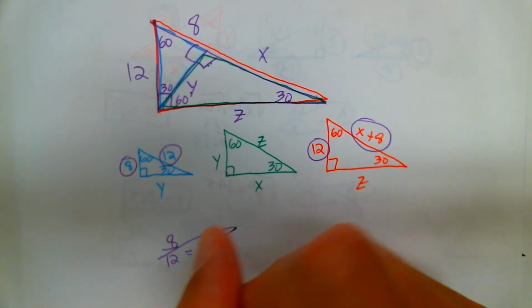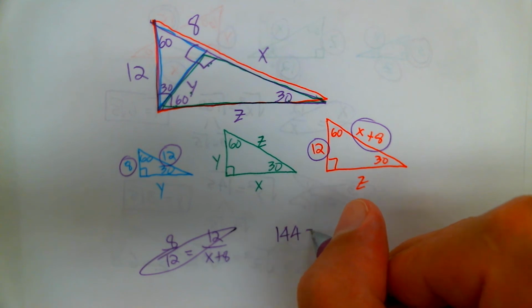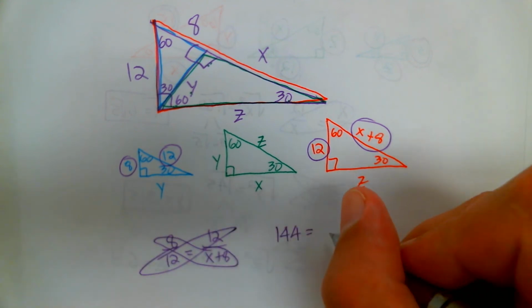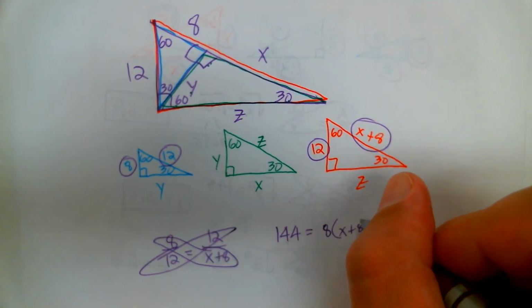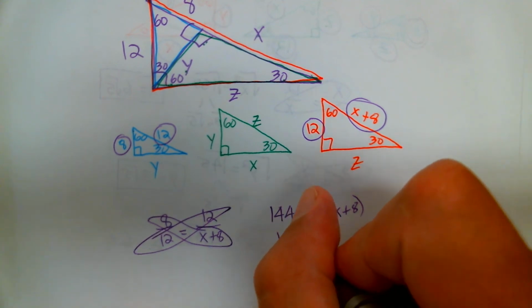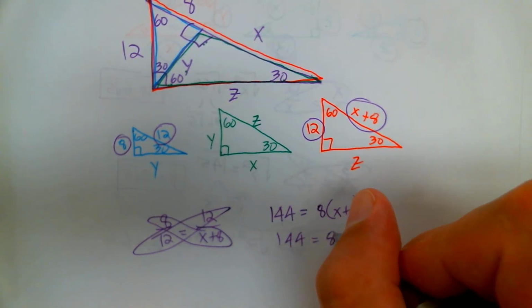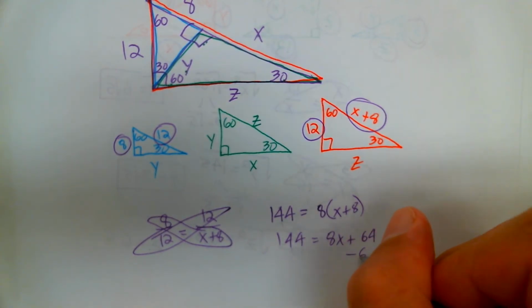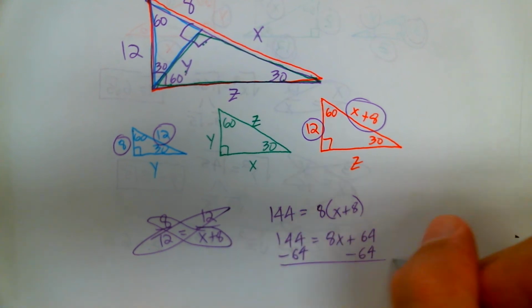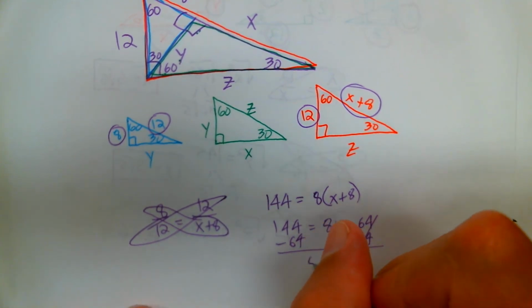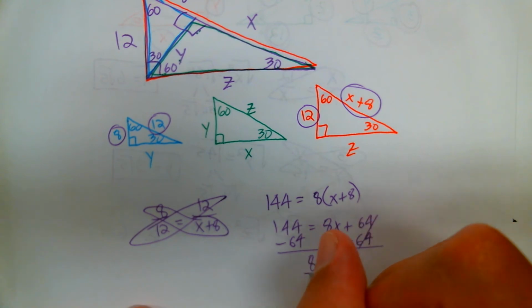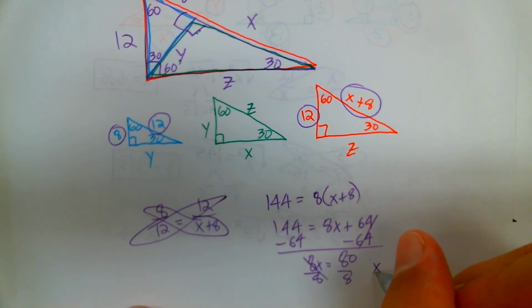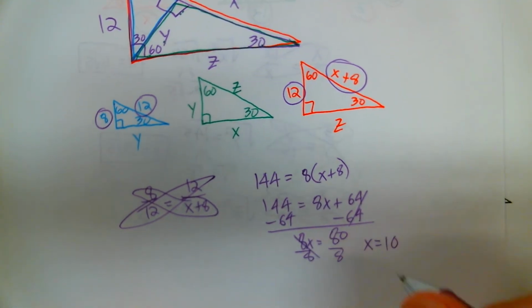Okay, now when I cross multiply, I get 144. On a cross multiply here, I got to distribute 8 times x plus 8. Don't forget to put that in parentheses. So you have 144 equals 8x plus 64. And then we're going to subtract 64 from both sides. I get 8x is equal to 80. So x is equal to 10.